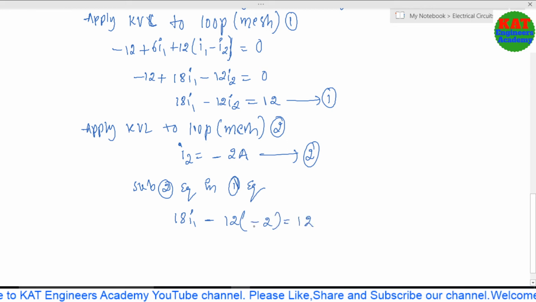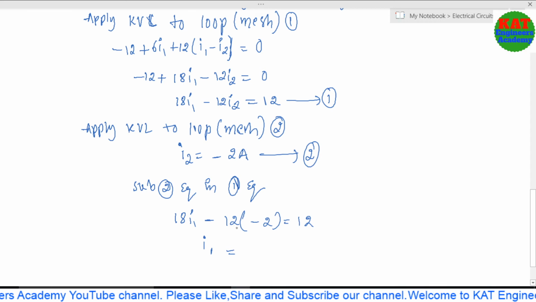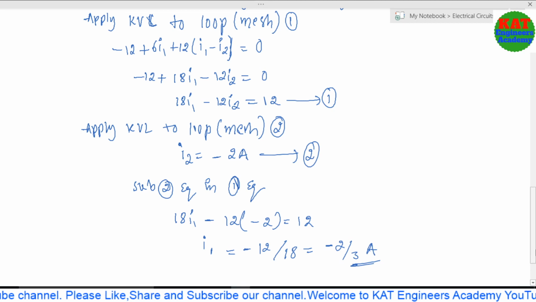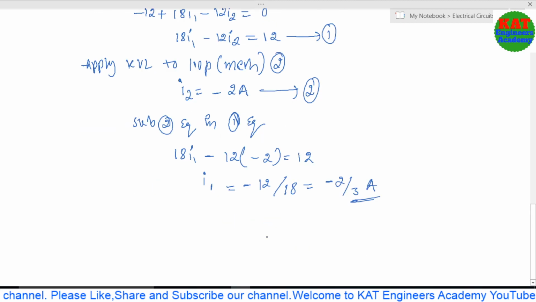So 12 times 2 is 24. Moving it to the right side, we get I1 equal to minus 24 by... minus 12 by 18. So finally the answer is minus 12 by 18, that is, minus 2 by 3. So finally I1 and I2 are evaluated.